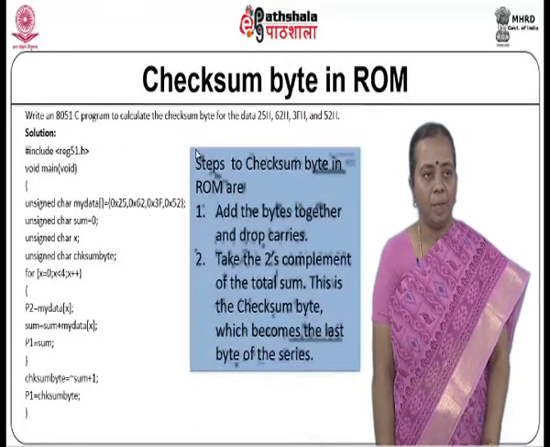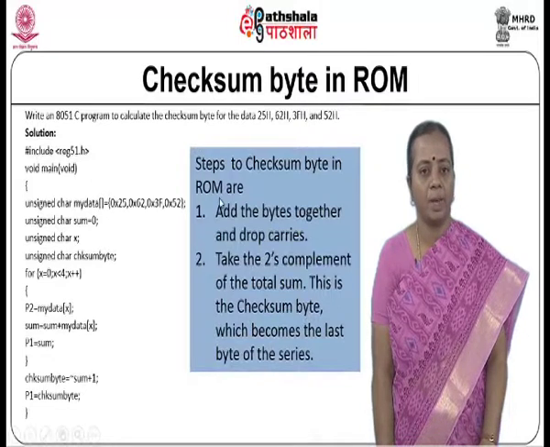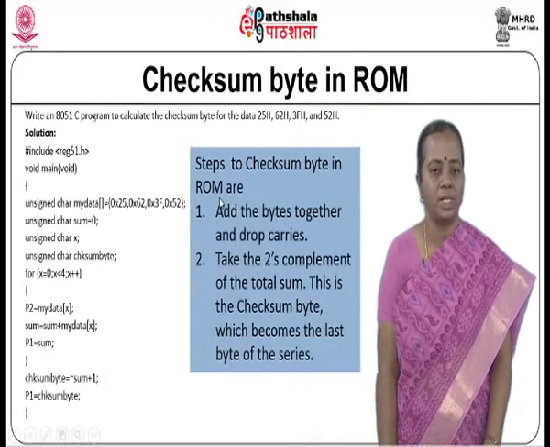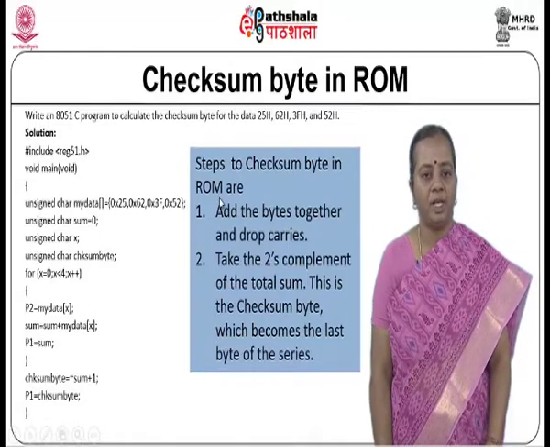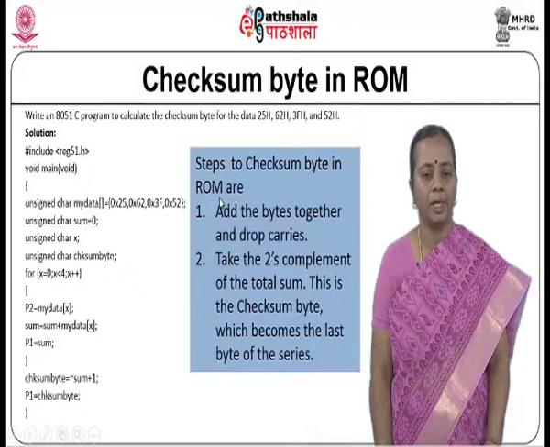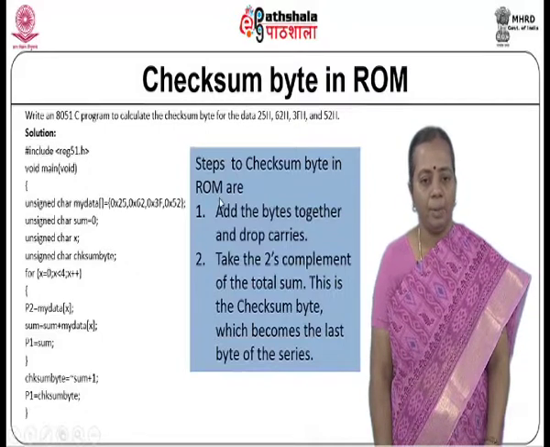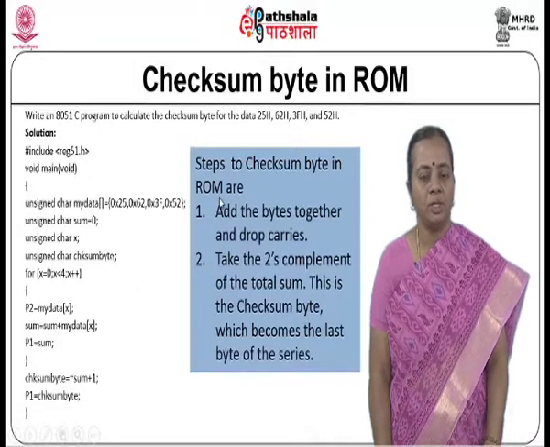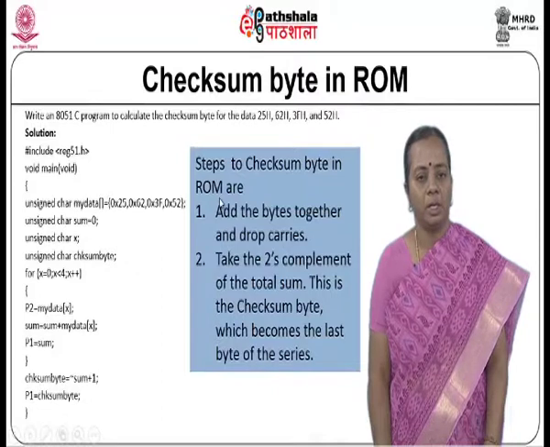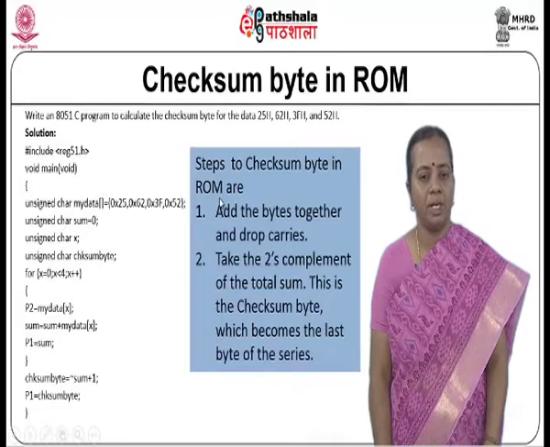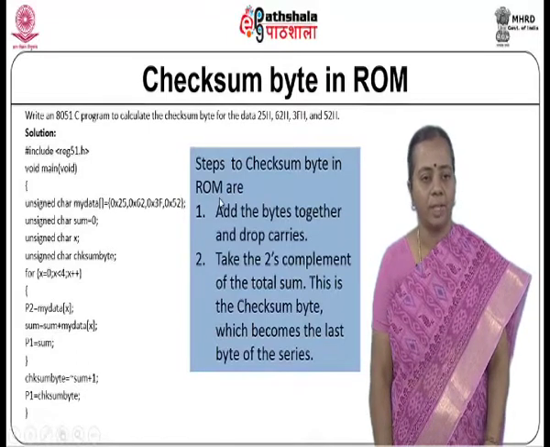So, this is another example where we are generating a checksum byte. First we need to know how the checksum byte is generated with your read only memory. If I have a number of data sets, then we have to add all the input bytes together and drop the carries. Then, with the sum, take the 2's complement of the total sum, which is nothing but a checksum byte. So, if I wanted to create a checksum byte, then I have to take up the data given in this particular code, this has to be added. After adding it, this has to be converted into 2's complement. So, that will be the checksum byte.